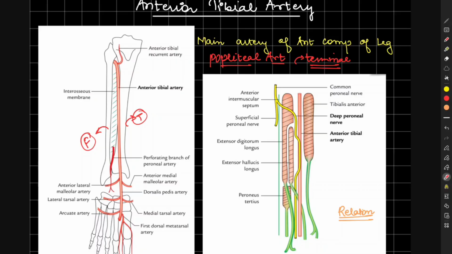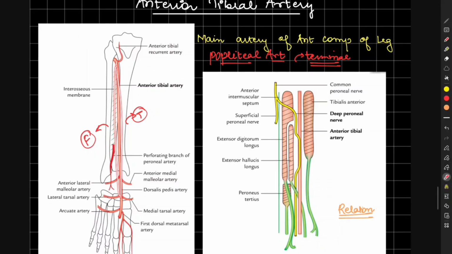So doing the same, for the anterior tibial artery, as usual you will write the beginning, course and termination, the relations and the branches of the artery, and any clinical aspects if there are any. The anterior tibial artery is the main artery of the anterior compartment of the leg. It is a terminal branch of the popliteal artery.